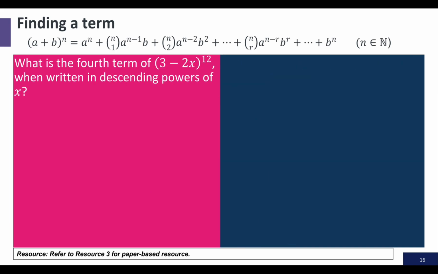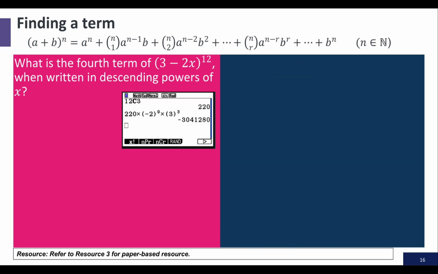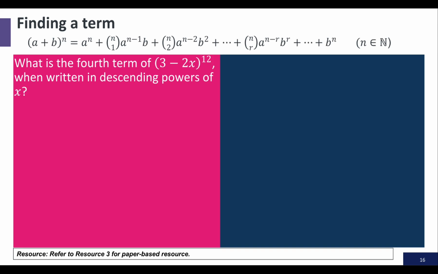What about descending powers of x? So here we go. If we want to change it to descending powers of x, all we need to do is move the 2x to the front and put the 3 there. Now, if that happens, it means this becomes the a and this becomes the b. And then this gets raised to the power straight away. So we're looking for the fourth term.